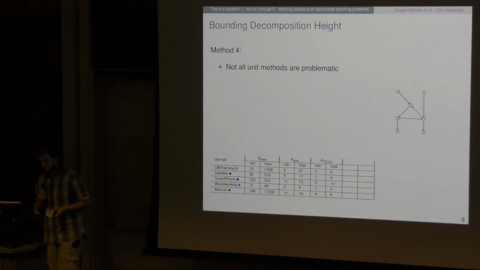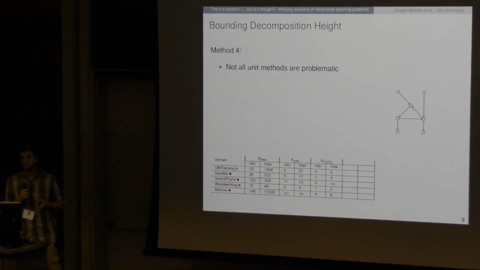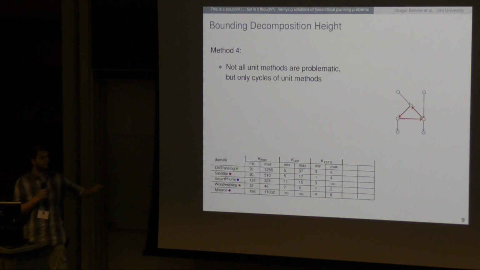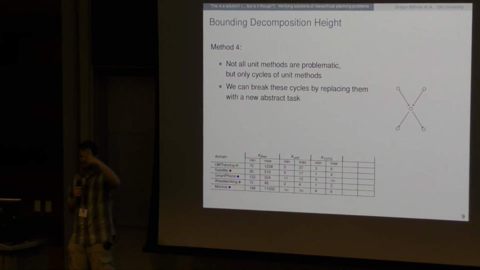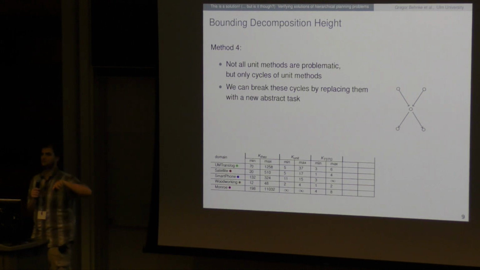Last observation, it's a new method. Technically, not all unit methods are actually problematic, only those that form what we call a unit cycle. So if you have a cycle of unit methods decomposing into each other, that's problematic. But those can be easily compiled away because these abstract tasks are all identical to each other.